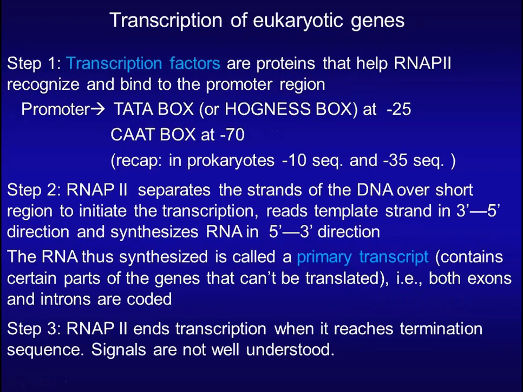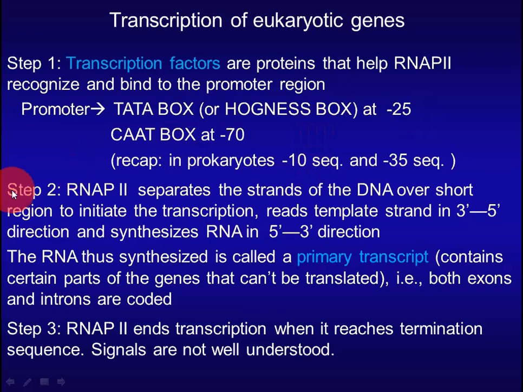One is TATA box, found at 25 base pair upstream of the transcription start site. Second sequence is CAAT box, found at 70 base pair upstream of the transcription start site. As you may recall, in prokaryotes, they are much closer to the transcription start site.